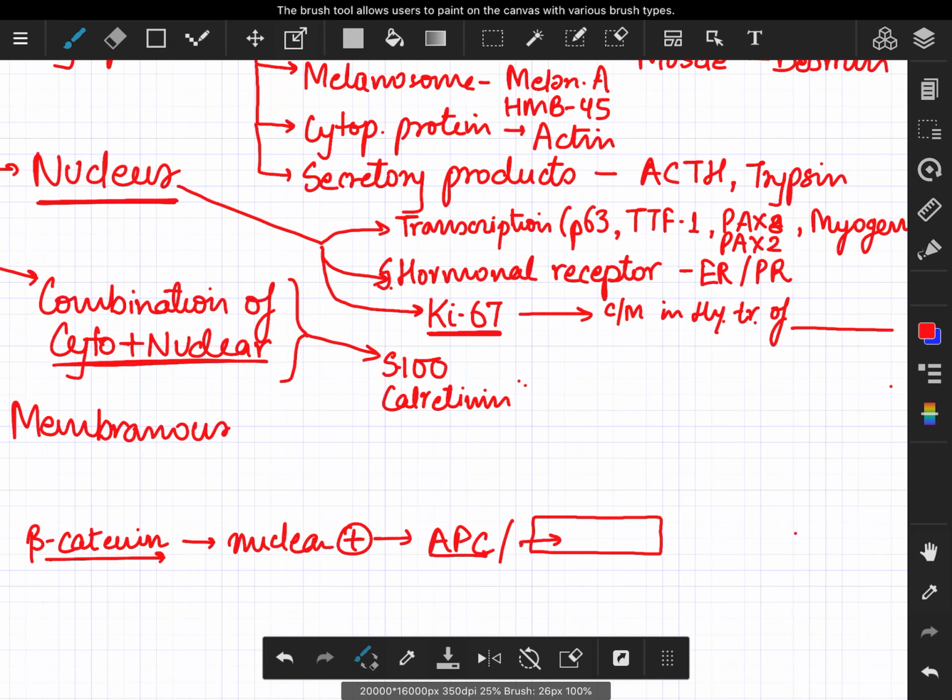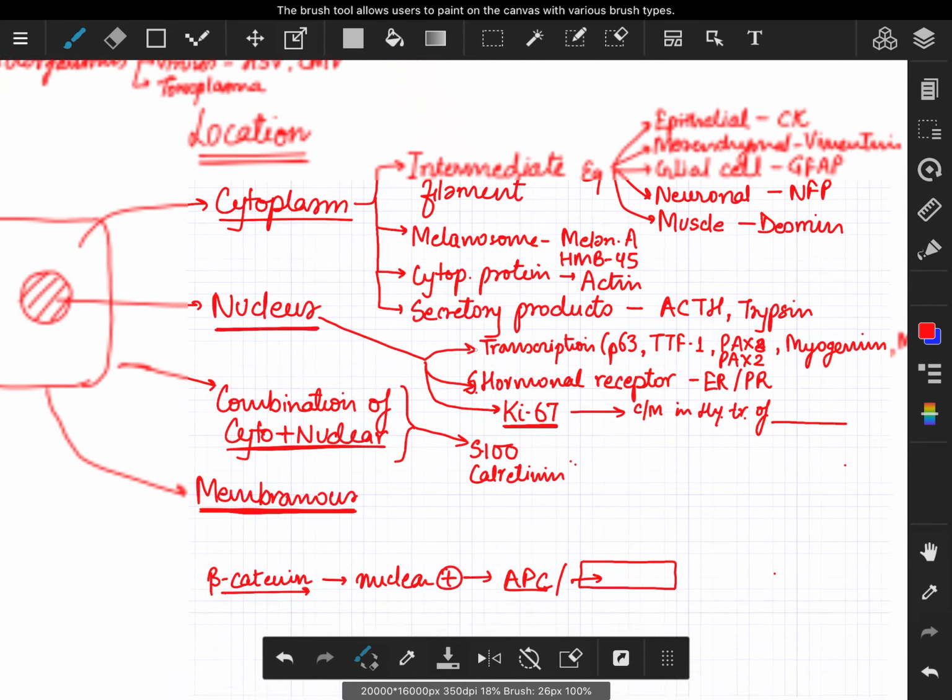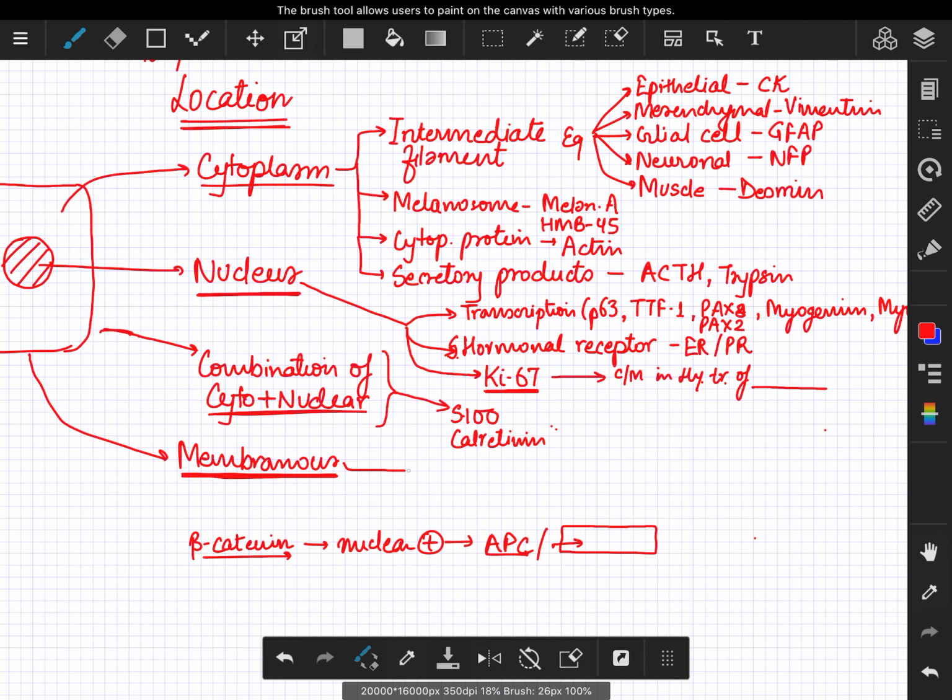Last but not the least is the membranous. What antigens are located on the cell membrane? In the membranous category, we have the receptors which are located on the membrane, like EGFR, epidermal growth factor receptor, HER2 neu also comes, and we have cell adhesion molecules like E-cadherin. And all clusters of differentiation, whatever the number, they are expressed on the membrane.